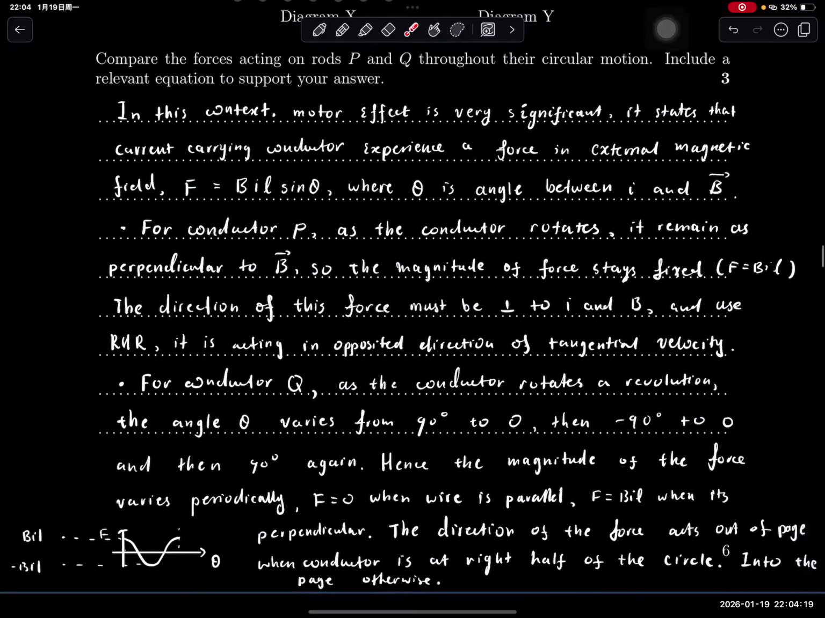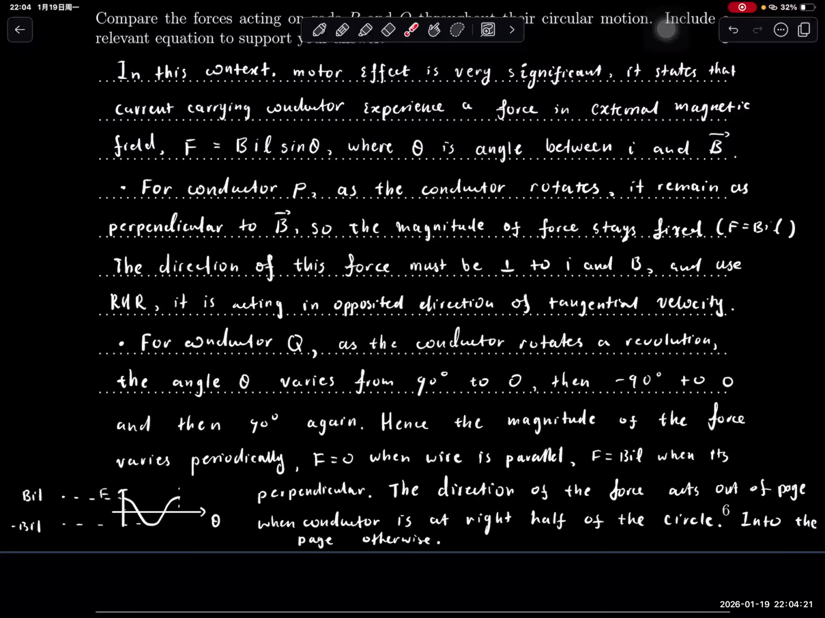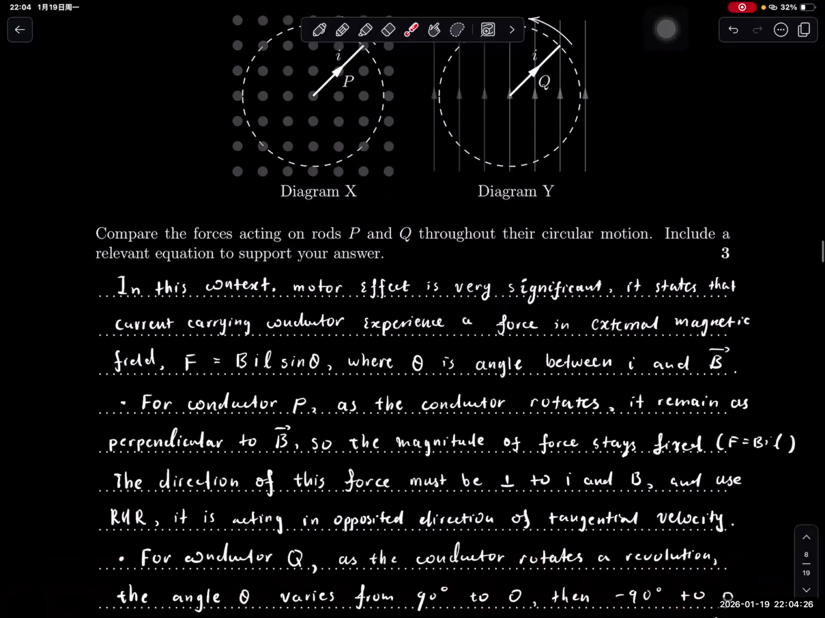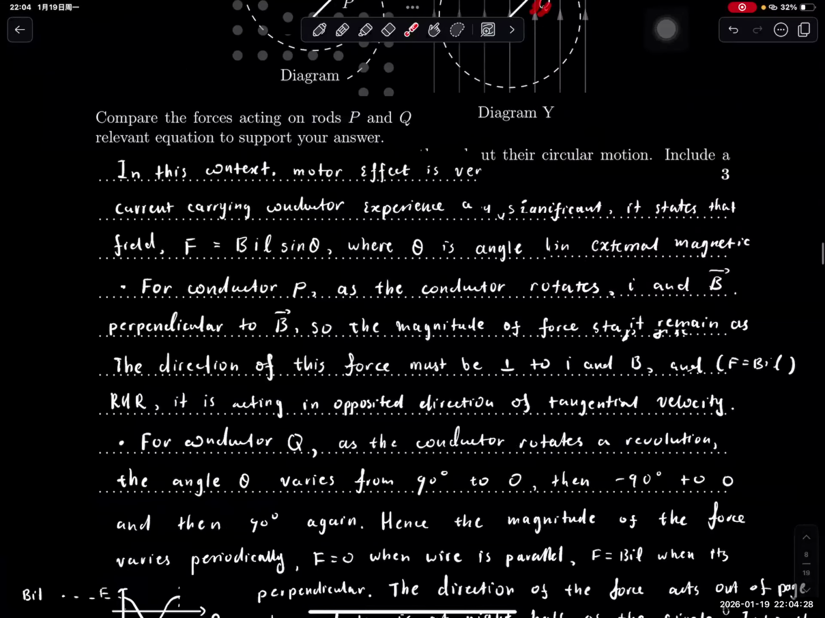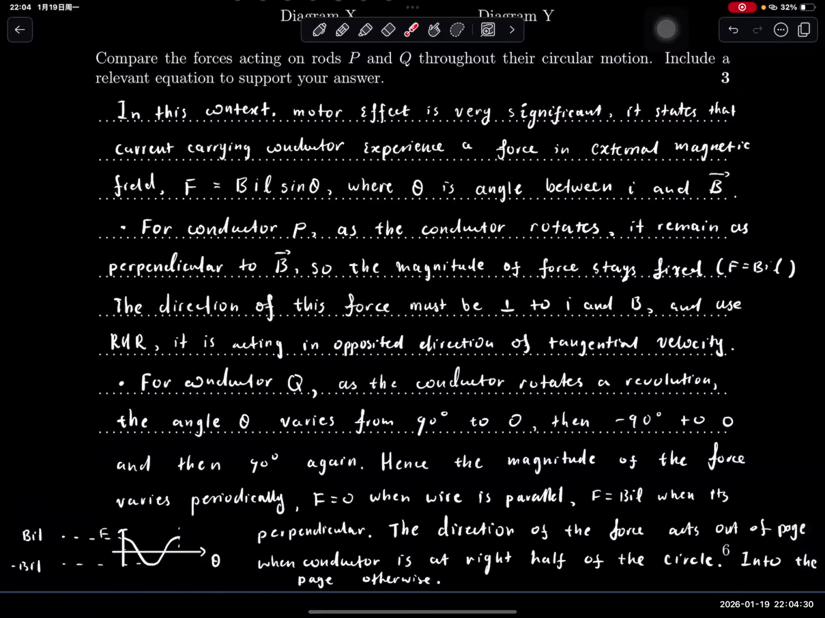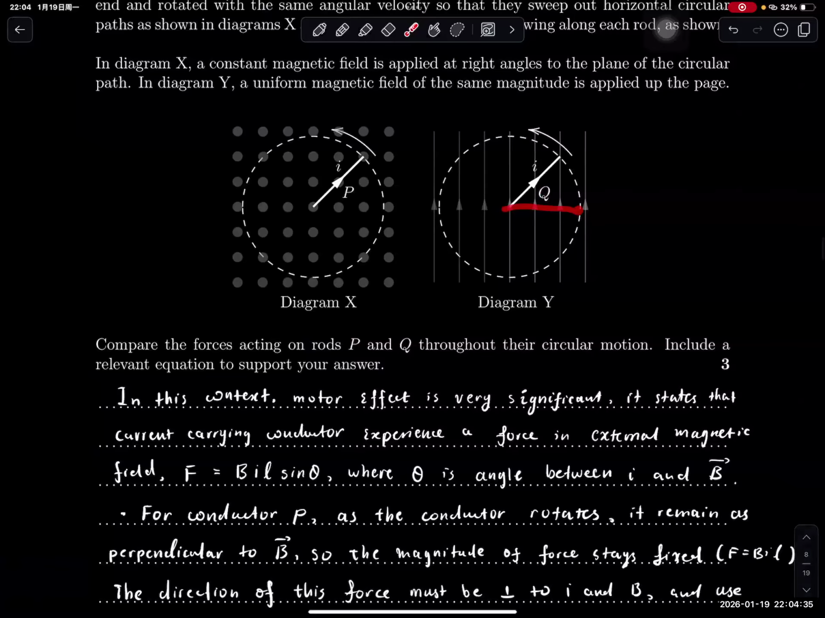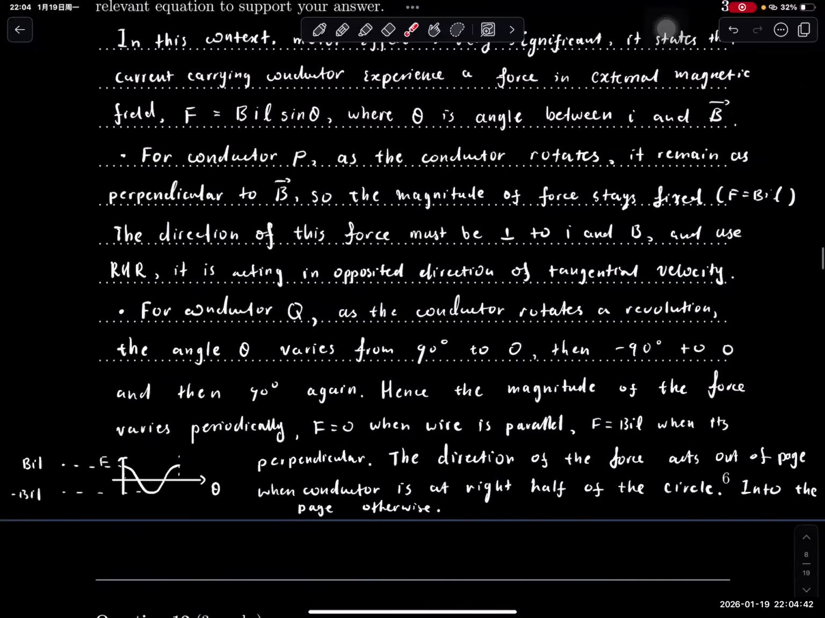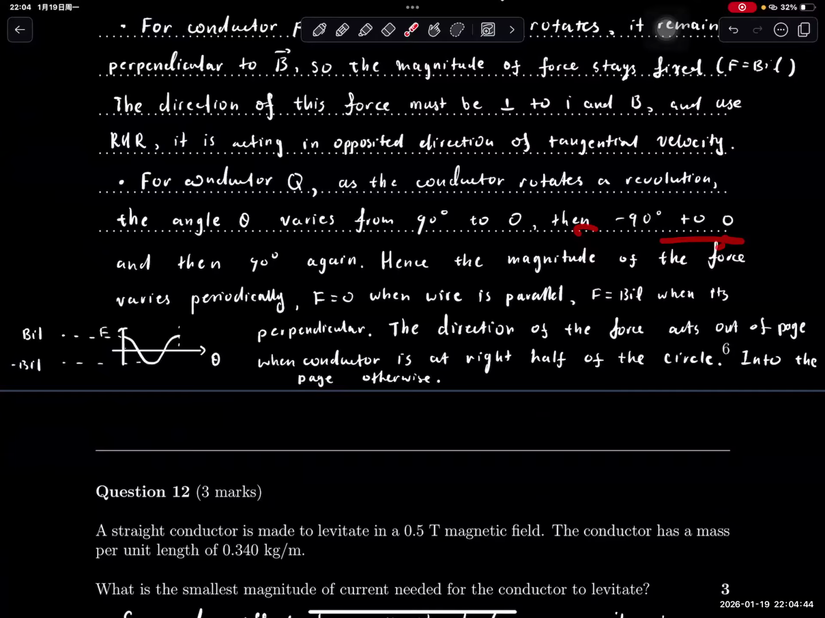And then for the next dot point, you can use the same strategy: magnitude and direction. So for conductor Q, as it rotates, it's no longer always perpendicular. It varies from 90 degrees, going from here, which is 90 degrees, to 0, and then to 180, and then to 0, and then again. It's just back and forth. So this is what I wrote down in terms of angle. Hence, the magnitude of the force varies periodically as you rotate.